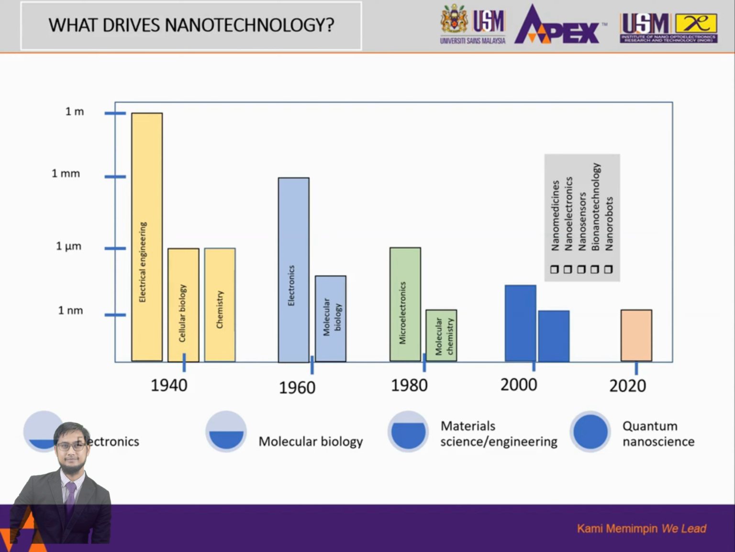However, starting from the year 2000, most of the fields have overlapped with one another and a lot of new applications have been developed. For example, nanomedicine evolved from classical life science disciplines like molecular biology and biochemistry. Microelectronics became nanoelectronics, and biology and engineering combined to become bio-nanotechnology. So we'll talk about 4 major drivers behind the advancement of nanomaterial, which are electronics, the field of molecular biology, material sciences and engineering, and also quantum nanoscience.